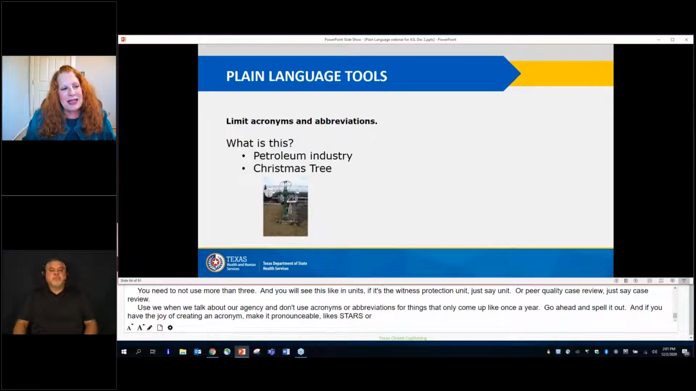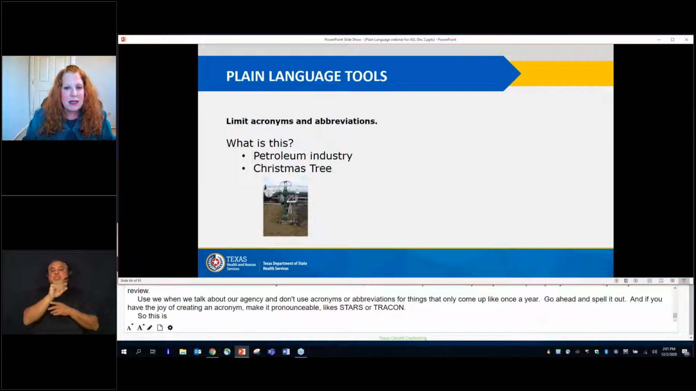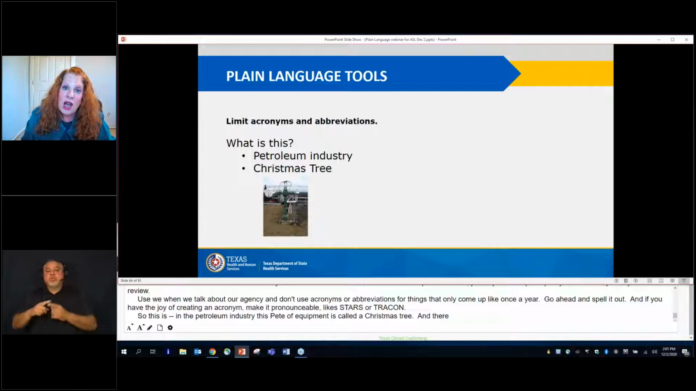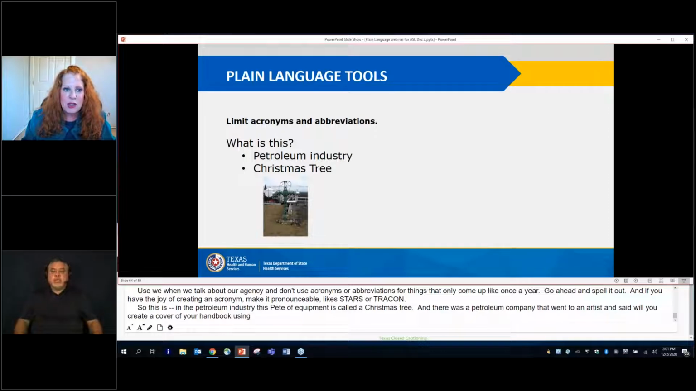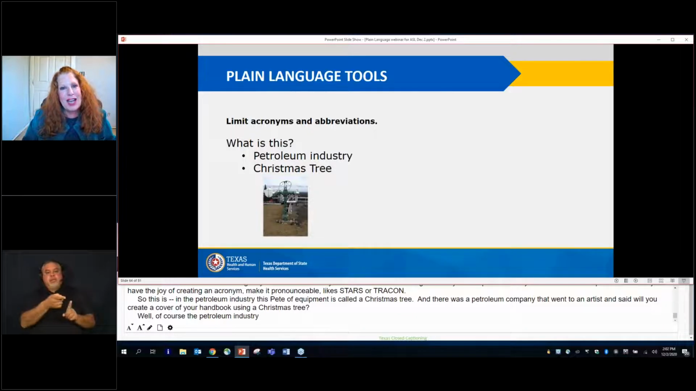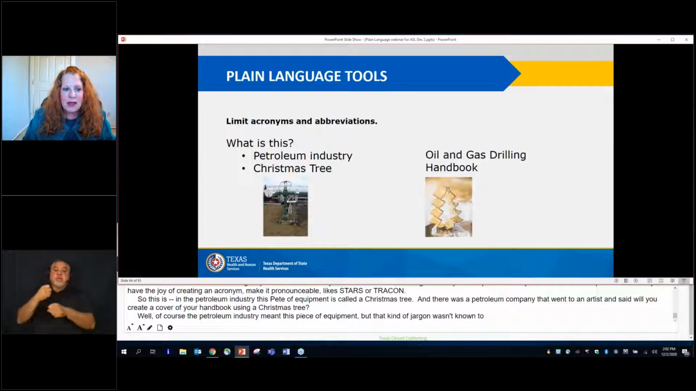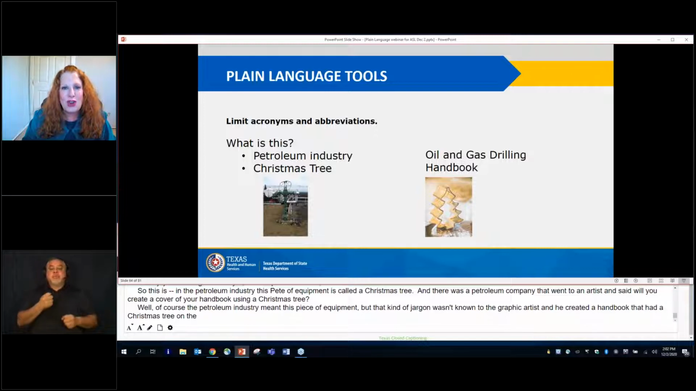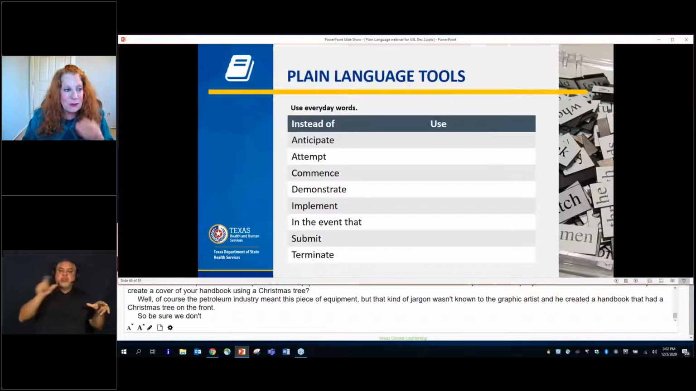So in the petroleum industry, this piece of equipment is called a Christmas tree. And there was a petroleum company that went to a graphic artist and said, would you create a cover of our handbook using a Christmas tree? Well, of course, the petroleum industry meant this piece of equipment, but that kind of jargon wasn't known to the graphic artist. And he created a handbook that had a Christmas tree on the front. So be sure we don't use jargon that is not understood by your readers.